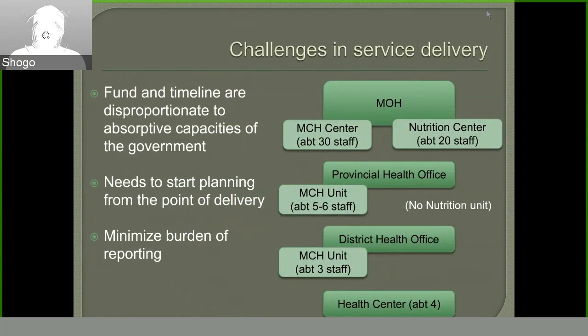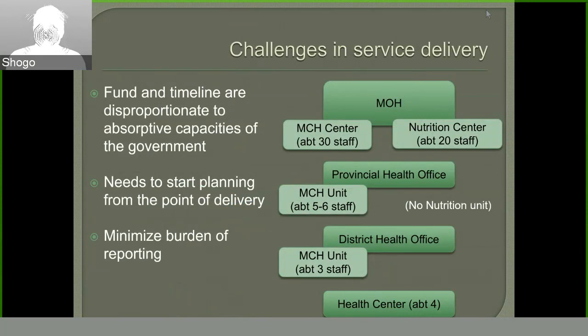So that's also a small thing, but when we talk about integration, we really need to put ourselves in the position of the people who are actually giving the service and recording the service provision, and see how we can minimize the burden in this integrated process. So the next slide, please.